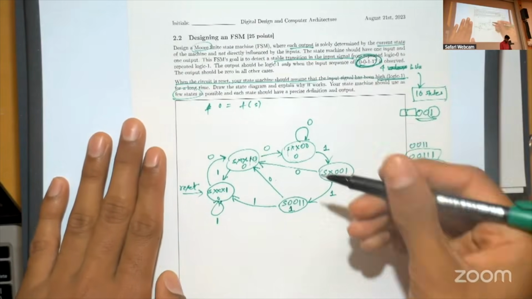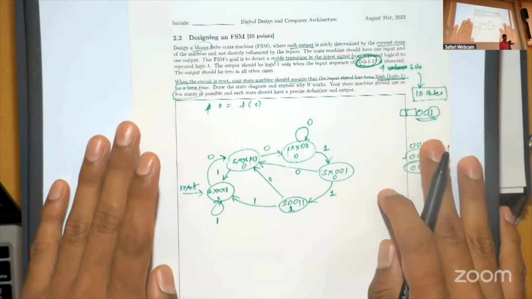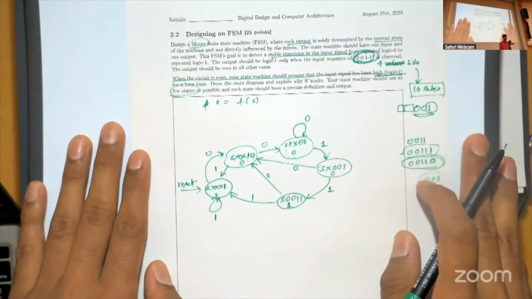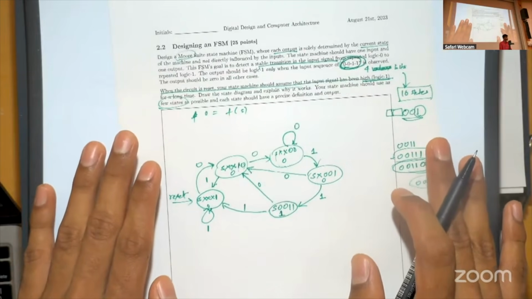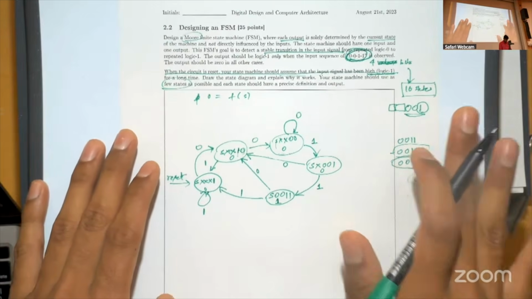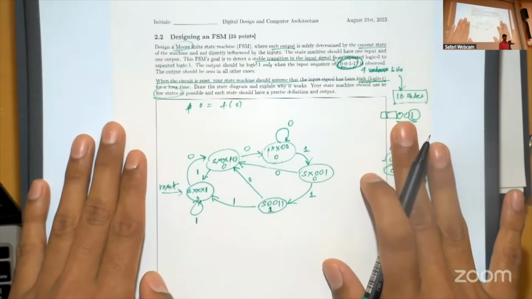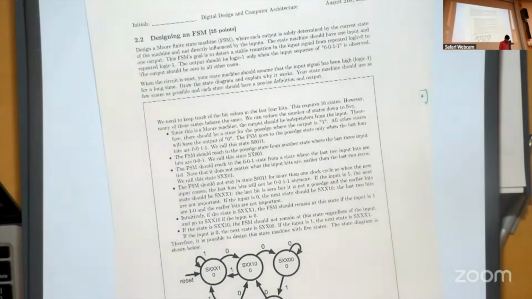If you can walk us through with your writing as to what each of these states mean, you will have full points. That's pretty much the FSM question. Any questions here? If you're confused about something, please ask me. Does not look like anyone's confused. Okay, so that's the second question.